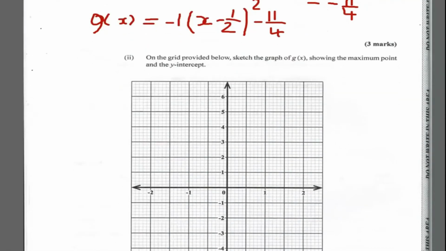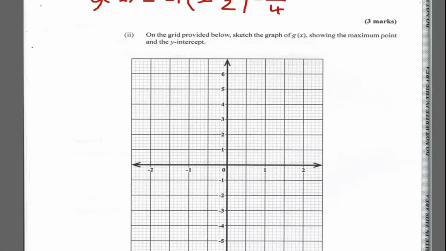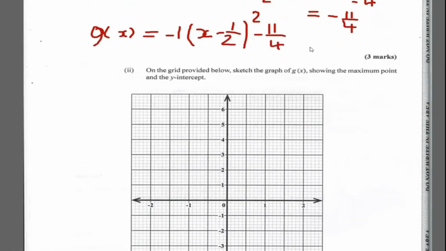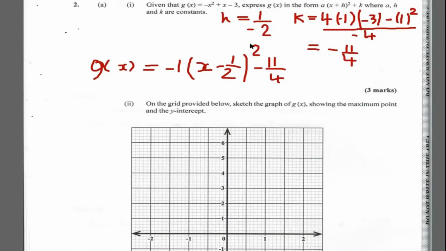And it says, on the grid provided below, sketch the graph of g of x, showing the maximum point and the y-intercept. So the maximum point occurs at minus h. If this is minus a half, h is a half, so look for the point a half. This is a half, and then we'll look for when y is negative 11 over 4.